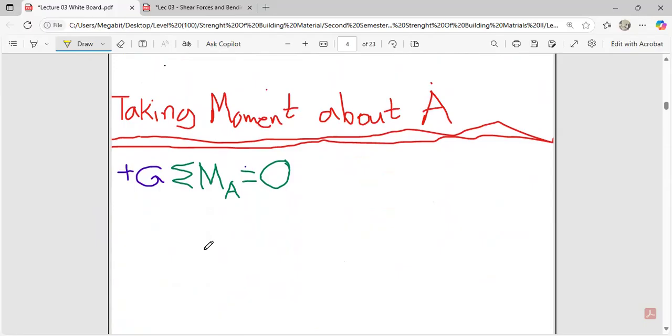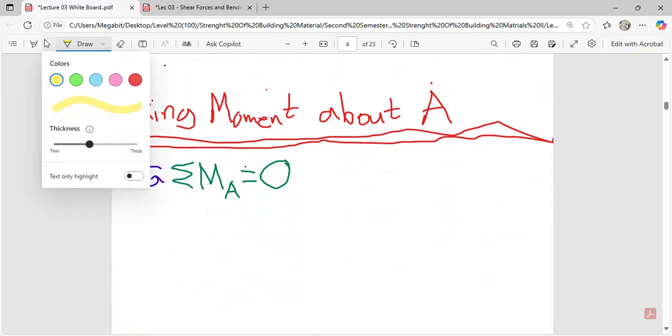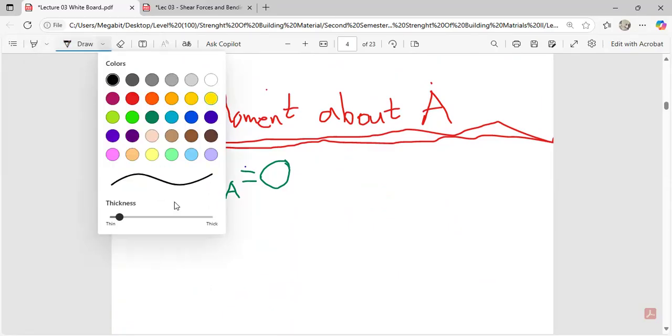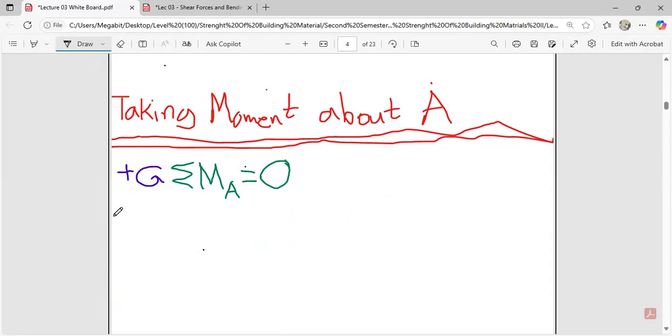So from here, it means that you're going to be writing negative 55 times 3.